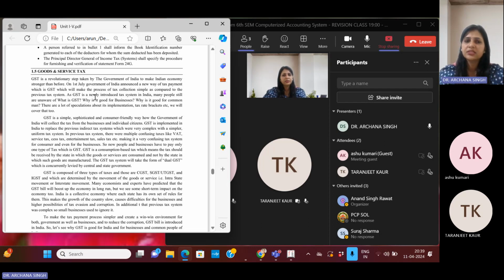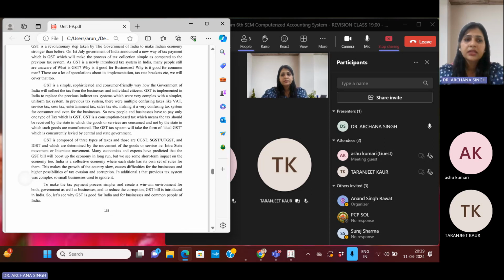So why is it good for business? Why is it good for common man? So there is a lot of speculation about its implication, tax rate brackets. So we will cover this here. So GST is what? It is a simple, sophisticated system of how government is collecting tax from businessmen and individual citizens.